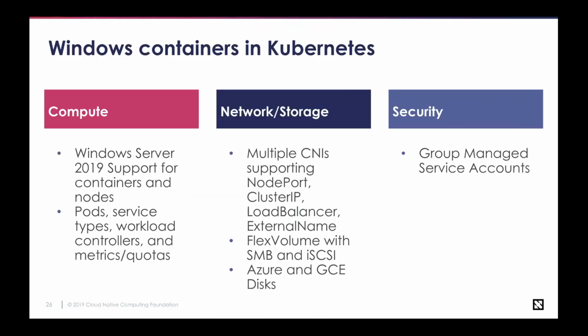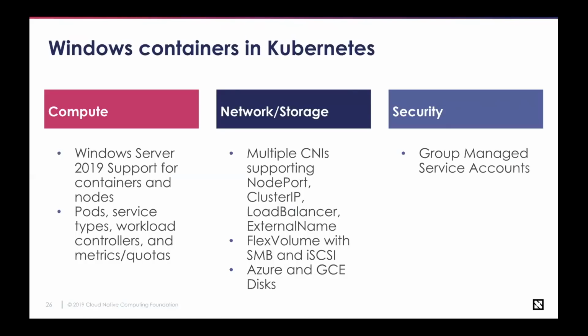Now, going into storage and networking, we're going to give you a little bit of a deep dive into the different CNIs in a second, but we support node port, cluster IP, load balancer, and external name from the networking standpoint. On the storage side, we support flex volume with the SMB and iSCSI out of 3 plugins. And we also have support for Azure Disk, Azure File, as well as the GCE persistent disks. So we got you covered here at the basic layer for the storage subsystem, and we're making additional enhancements with future releases of Kubernetes to introduce more support for storage providers.